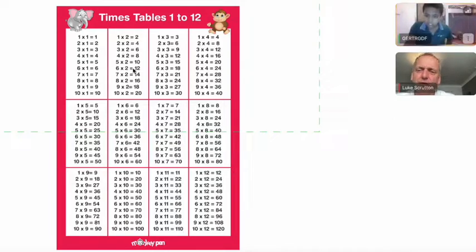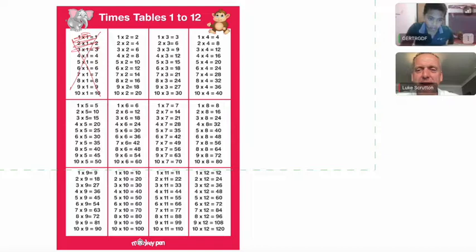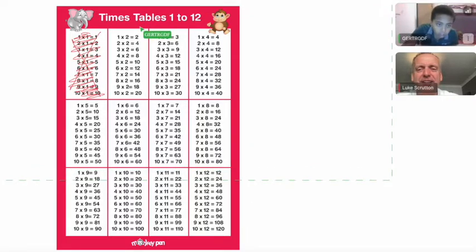Can you see that we've got all the times tables here from 1 to 12? Which times table on this table here is the easiest? Number 1. Okay, so we don't need to learn that, do we? So we can scribble that one out, in fact, can't we? Because we don't need to learn that one at all. So that's saved us some time, hasn't it?